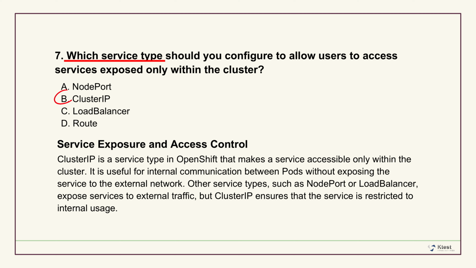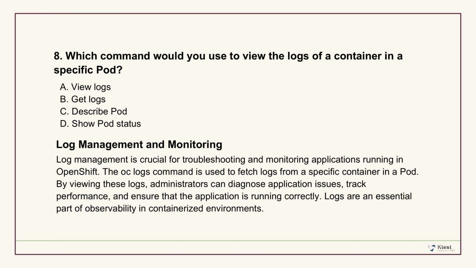Because the other options, A and C, node port and load balancer, are explicitly about external access. Right. Node port opens a port on the node itself. Load balancer usually provisions a cloud provider load balancer. And route, as we established, is the OpenShift way to expose HTTPS externally. Yep. So cluster IP is your tool for keeping things internal, enforcing that boundary. Important for security and architecture design. Makes sense. Okay, last question for this dive.